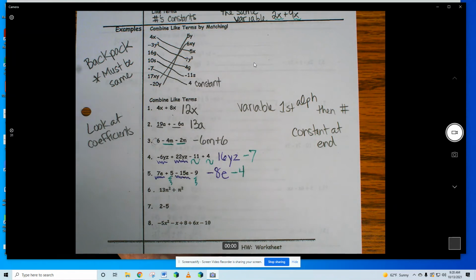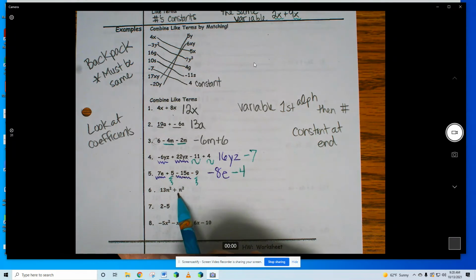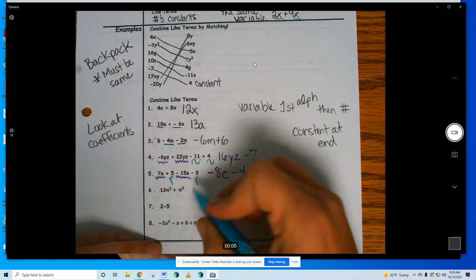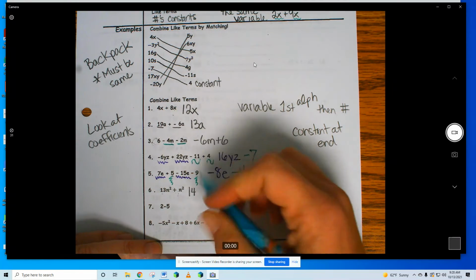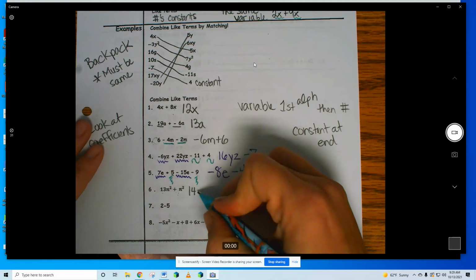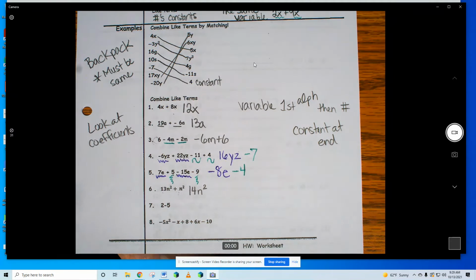Six. There's the rolly backpack. 13 of them plus, oh, there's no number in front of this. Look at my pencil. There's no number in front of that. What does that mean? Yeah, 1. How many of them do you see? I just see that there's an n squared. That's one of them. So this is like 13 plus 1. Nobody puts the ones, by the way. 14. Now, am I going to make it n to the 4th or n squared? N squared. The backpack stays the same. I don't have the right to all of a sudden say, oh, their backpacks are all different now. No. It stays n squared.